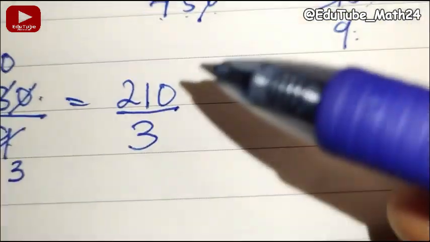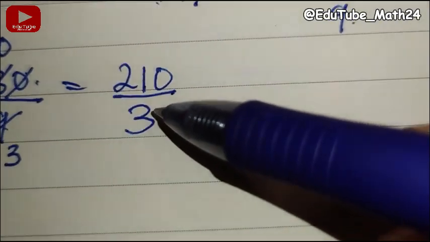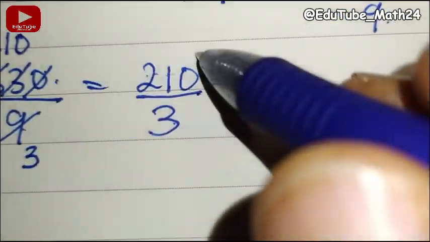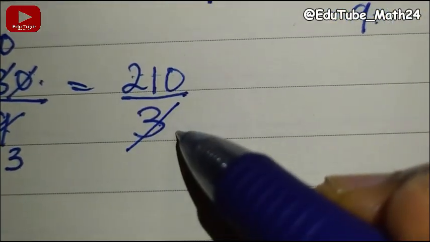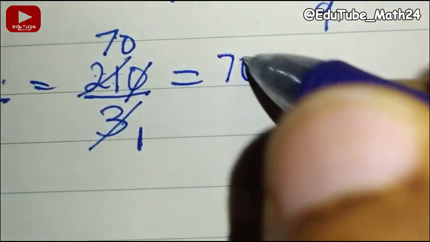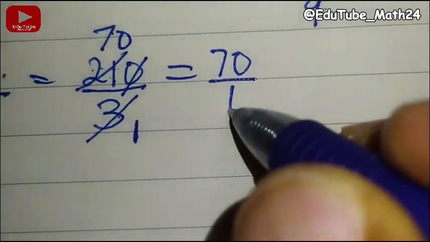Now, is 3 still a common factor? Yes, 3 is still a common factor because 3 can go in 21. So I will still use 3 as a common factor to reduce the two numbers. So 3 in 3 itself will give me 1. And 3 in 21, that will give me 7, because 3 times 7 is 21. And 3 in 0, of course, will give me 0. So my new number will now be 70 over 1.